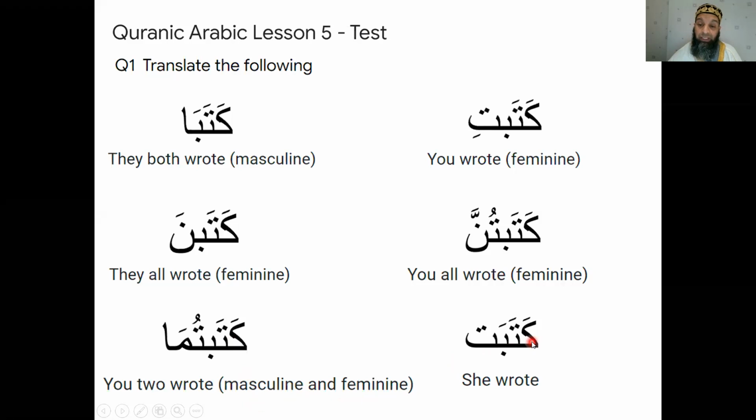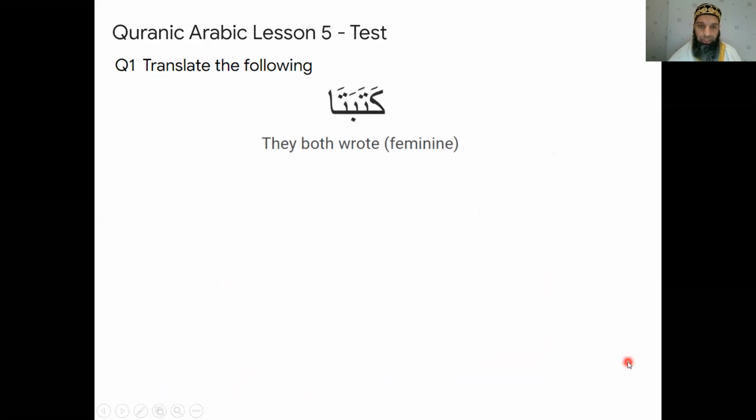And katabat, she wrote. Look, katabati, you wrote. Katabat, she wrote. So khalaqat, ja'alat, fa'alat, sami'at, it all means she did that verb. It's just a pattern you've got to learn. And last one, katabata. Katabata is they both wrote but feminine.